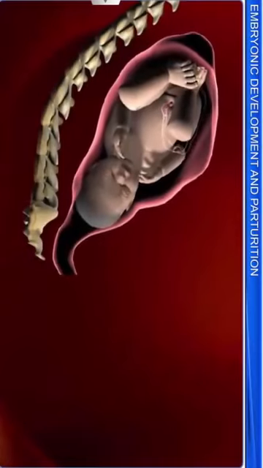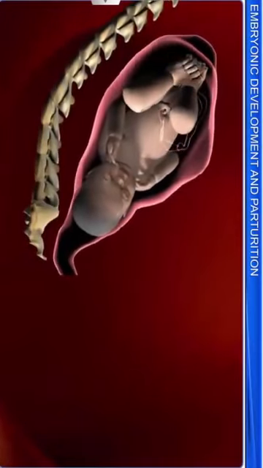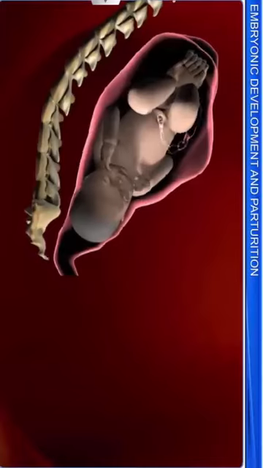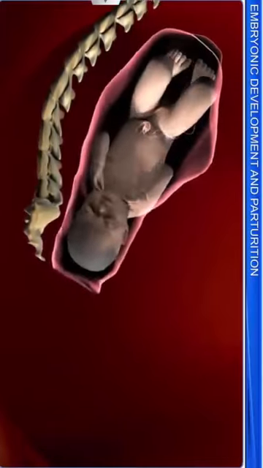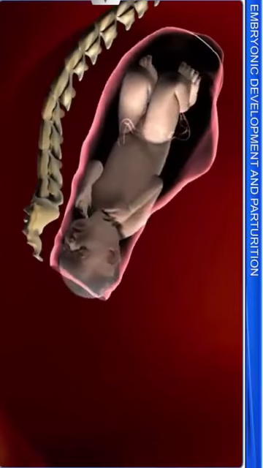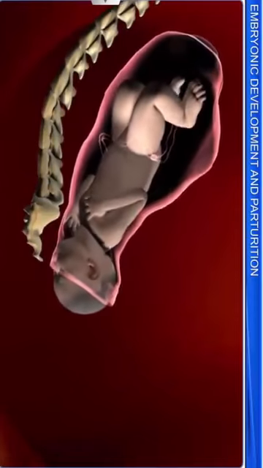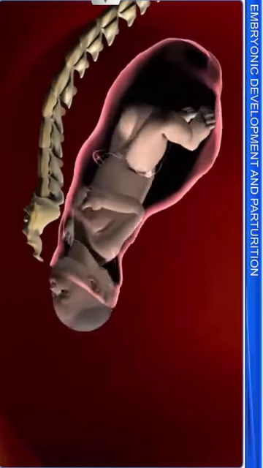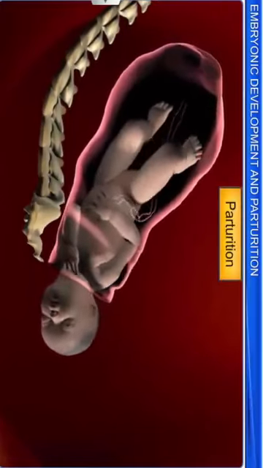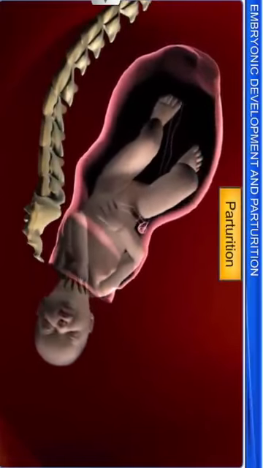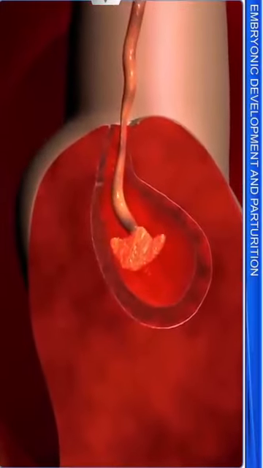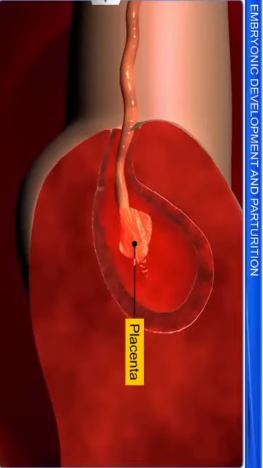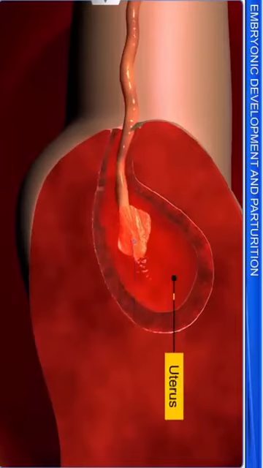The simultaneous uterine contractions and oxytocin release makes the contractions stronger with every passing minute and ultimately results in the expulsion of the baby from the mother's uterus. This process of delivery of the fetus is called parturition. Immediately after the birth of the baby, the placenta is expelled from the uterus.